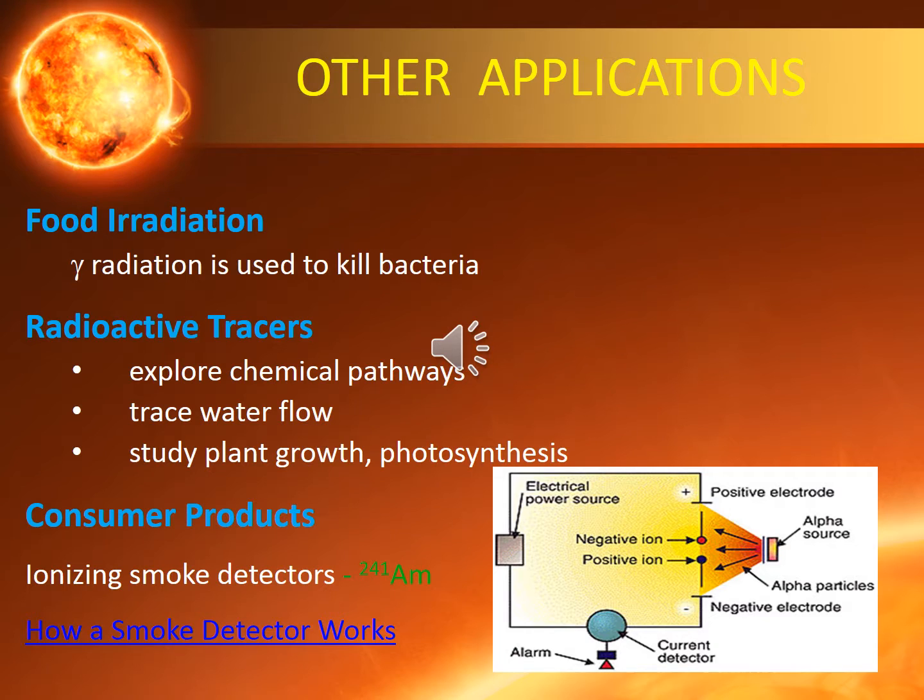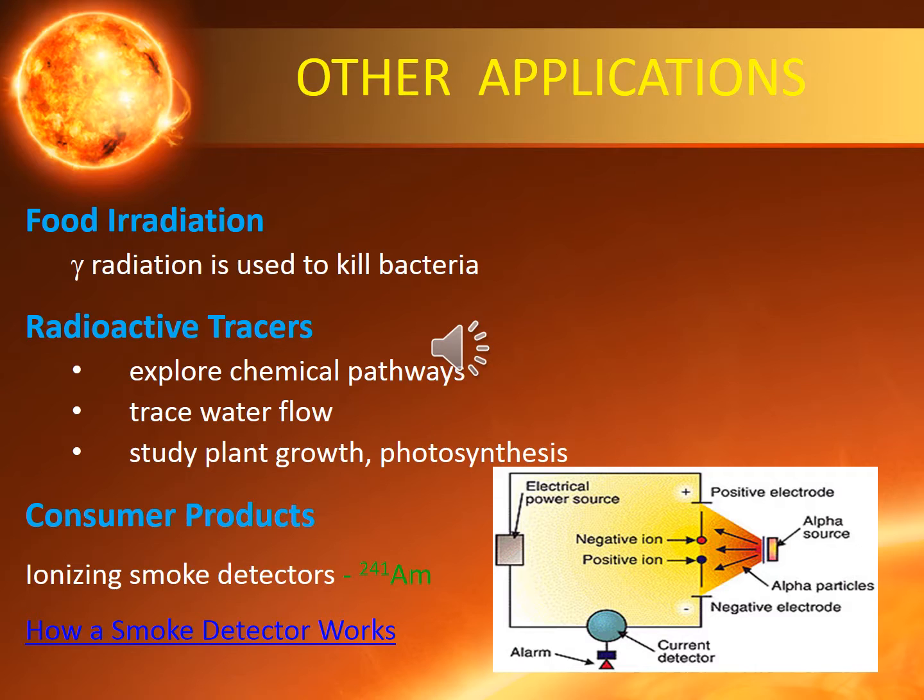Another series of applications of nuclear chemistry include food radiation, where radiation is used to kill bacteria on food like strawberries so that they'll last longer before going bad. We talked about radioactive tracers as they apply to the medical field, but they can also be used to explore chemical pathways, trace pollutants in water flow, or study plant growth through photosynthesis.